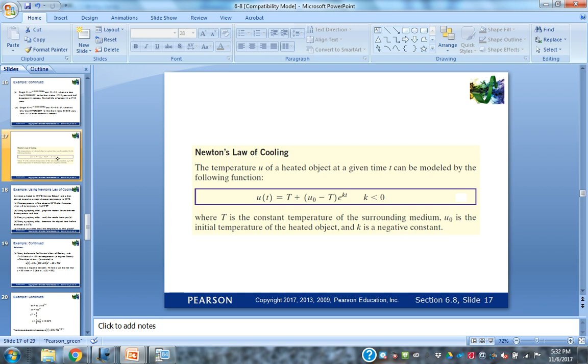K is always going to be less than 0, which means it's a negative number, because it's Newton's law of cooling. Cooling, temperature goes down, right? So the negative K value, negative rate. All right. Now, next.